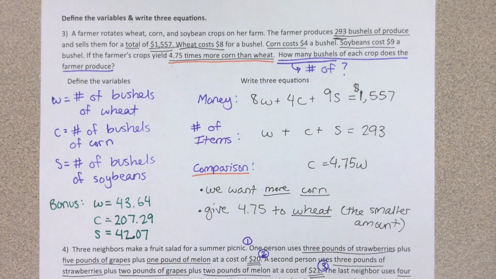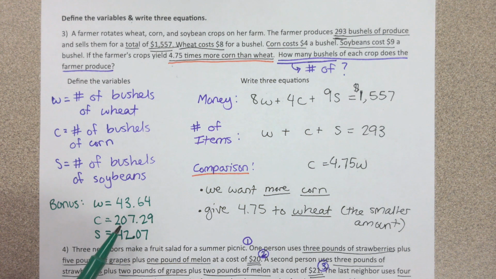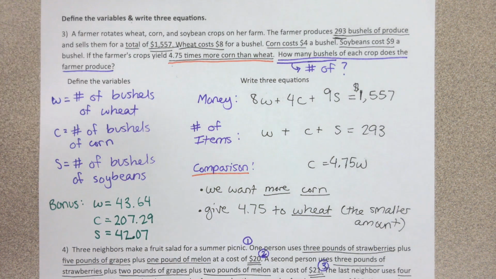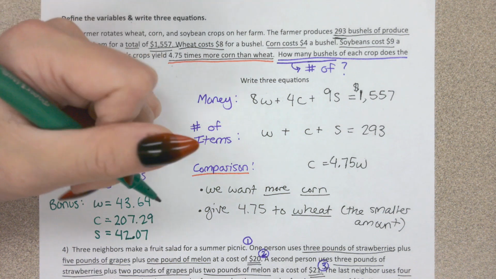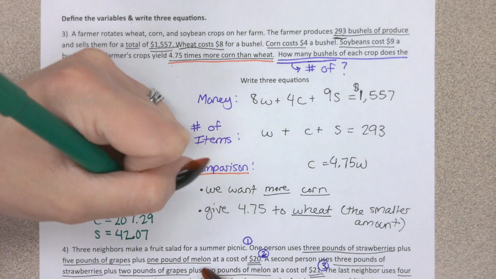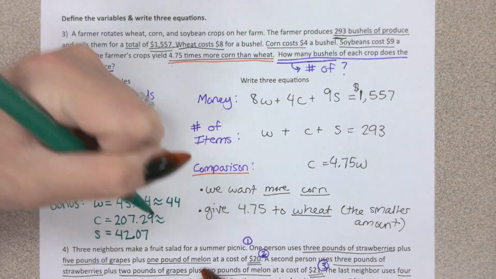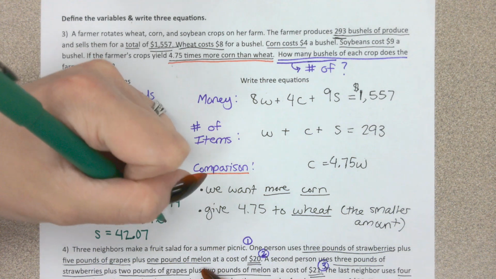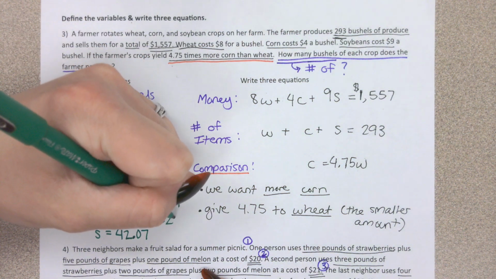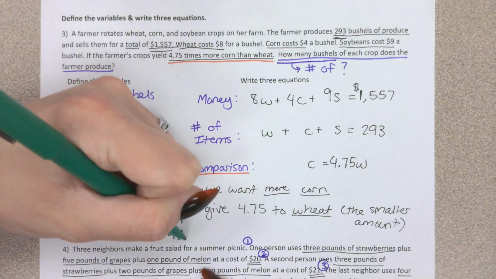So, as you can see, these numbers are not nice. These are rounded, all of them are, so they are, again, not great numbers. And really, if I'm getting technical here, this is in bushels, so I think this should be whole numbers. So technically, 43.64, that rounds up to 44. 207.29, that rounds, I'll round it down to 207. And then 42.07, that rounds to 42.